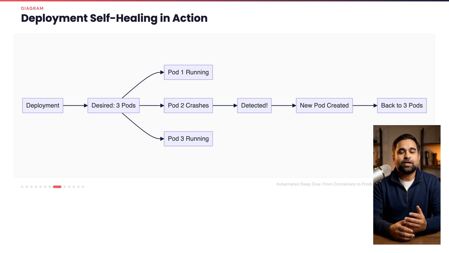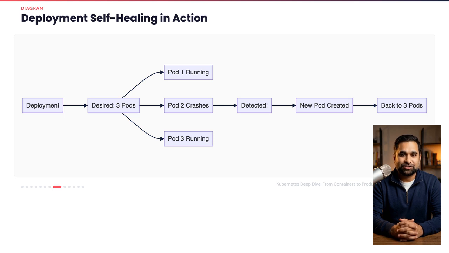Now quickly run kubectl get pods again. You'll see that the pod you deleted is terminating, but a new one is already being created. The deployment detected that reality didn't match the desired state and immediately corrected it. This is the power of declarative configuration. You said, I want 3 pods, and Kubernetes maintains that even when you try to break it.